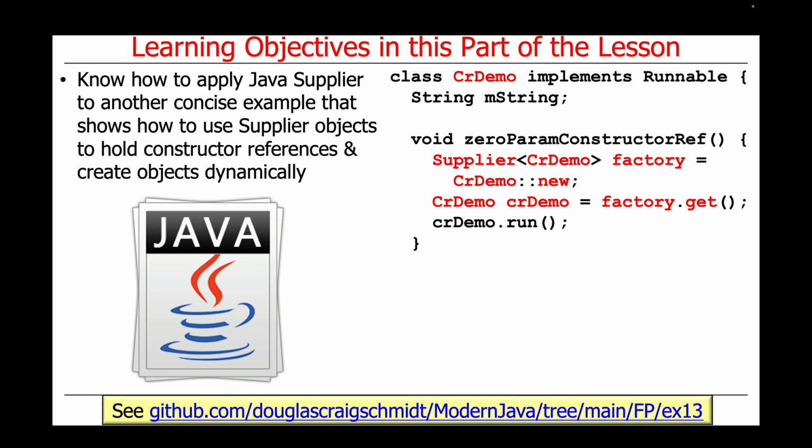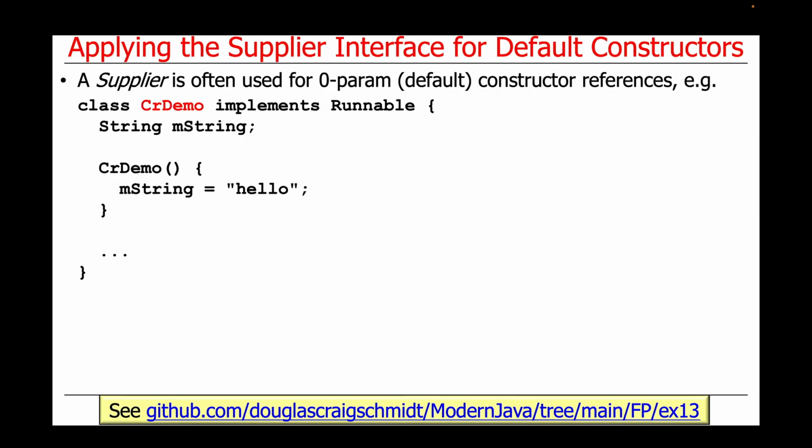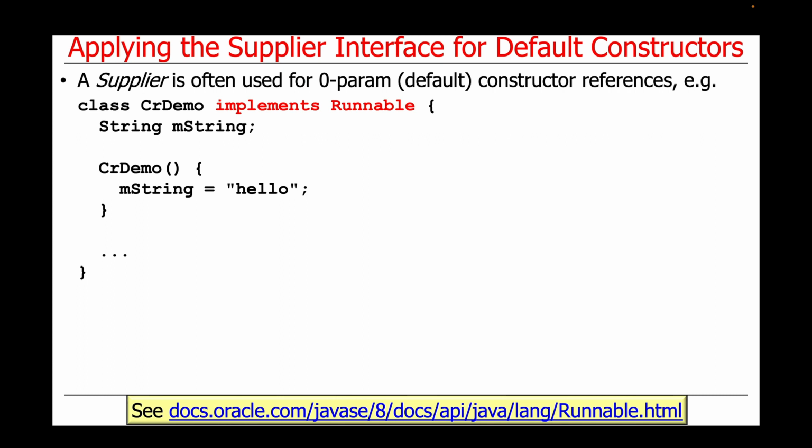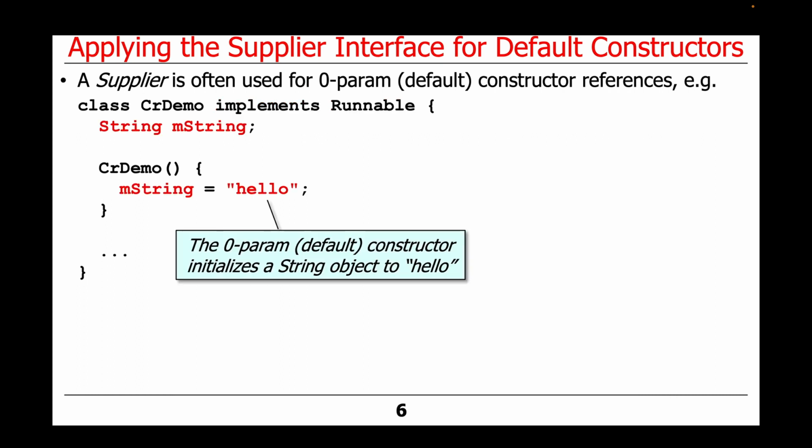And this example can be found in the EX13 project, in the FP folder, in my modern Java GitHub repository. A supplier is often used for zero parameter or so-called default constructor references. Here's the CRDemo class, which is short for constructor reference demo. That class, as you can see, implements the Runnable interface, which means it can override the run hook method, as we'll see shortly. The CRDemo class also defines a field called mString, and its default constructor, or the zero parameter constructor, initializes this mString object to say hello.